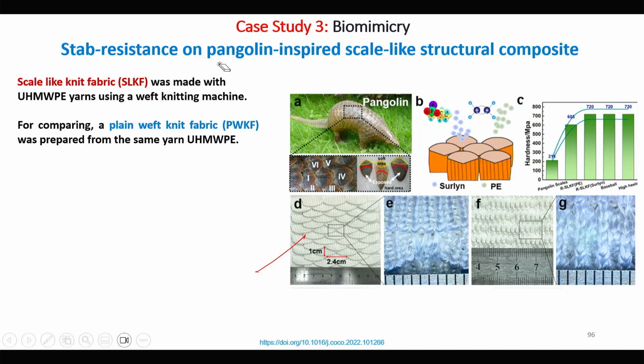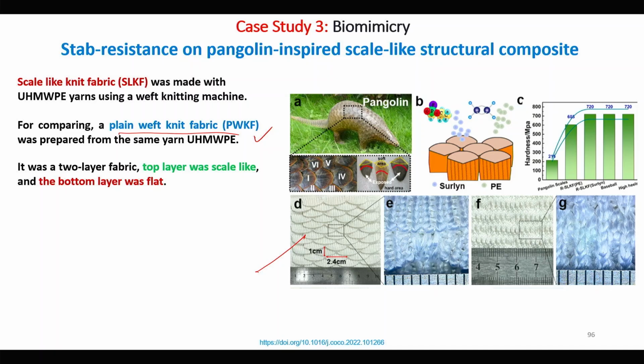For comparing the performance with the scale like knitted structure, the plain weft knitted structure was also produced. PWKF, which stands for plain weft knit fabric, was made with the same yarn. It was a 2 layer fabric, the top layer was scale like and the bottom layer was flat. 2 layer structures were developed.